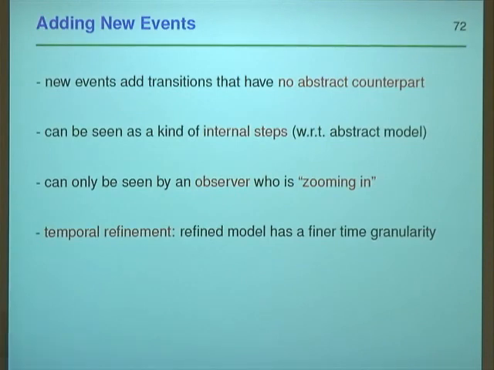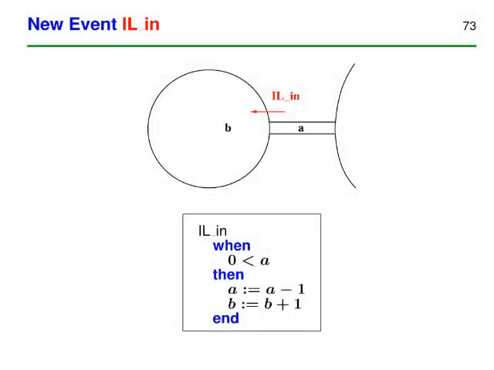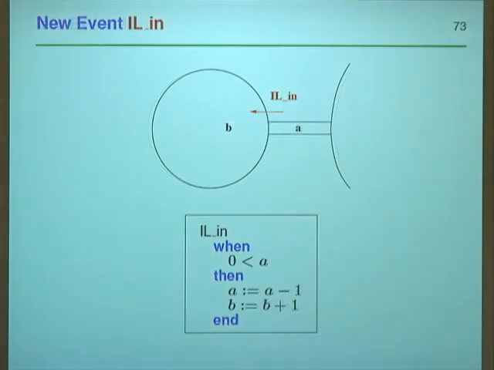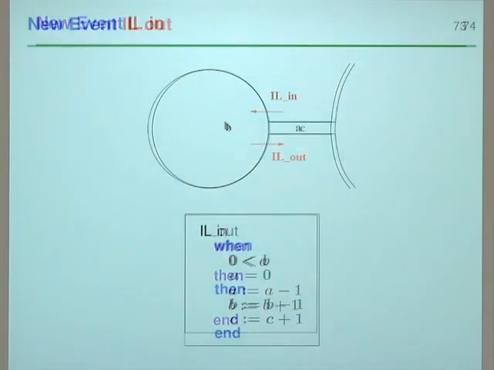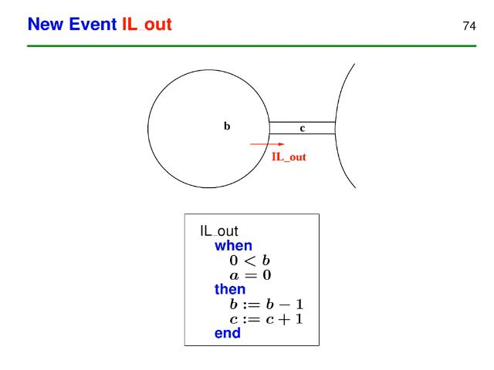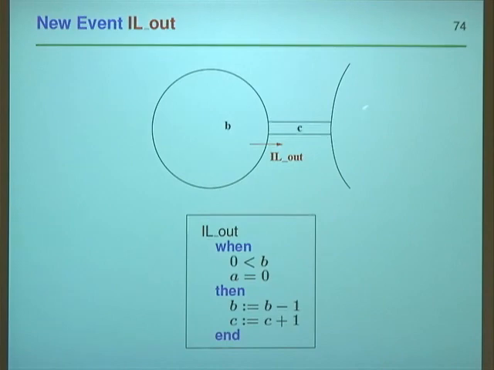So we have to see what we are going to prove for the new event. Let me just show this event IL in. If A is positive, then A becomes A minus 1 and B plus 1. So the car moves from the bridge to the island. And similarly, this one is when B is positive and A is 0, so there is no car coming in from the mainland to the island, then B becomes B minus 1 and C becomes C plus 1. Okay?